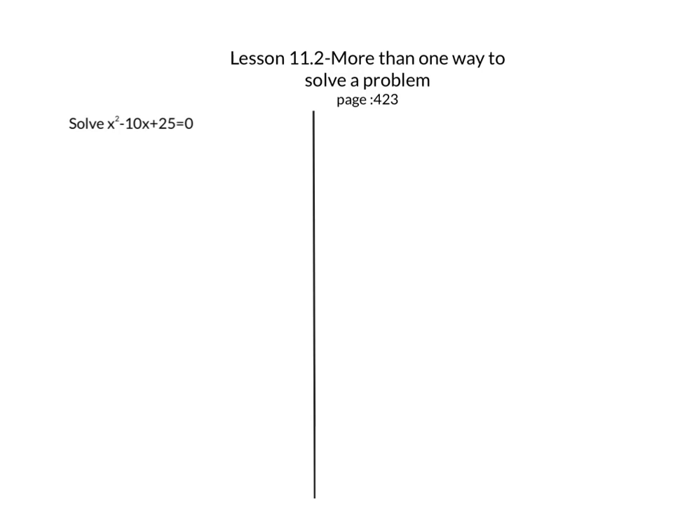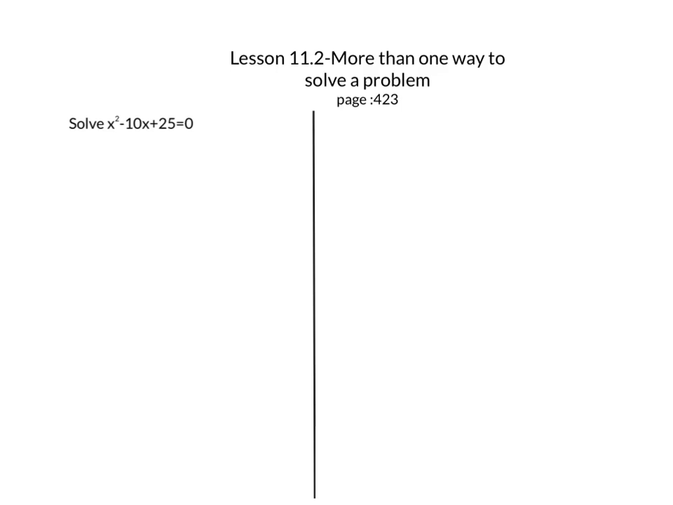Our third example would be x squared minus 10x plus 25 equals 0. Step 1 means move all the terms to one side. I don't need to do this step because they're already on one side. Step number 2 is factorizing. Again, factorizing means finding two factors. Both factors are equal to 0.